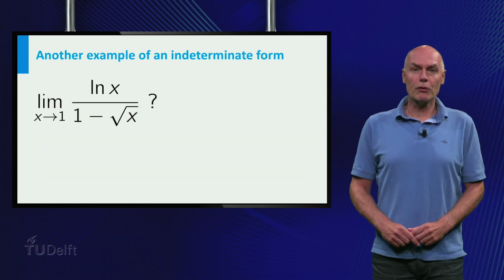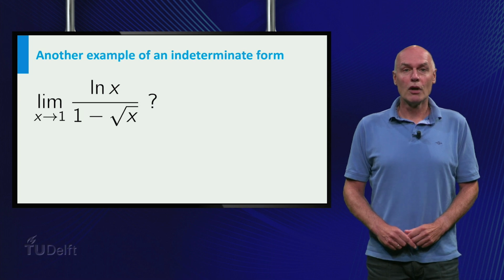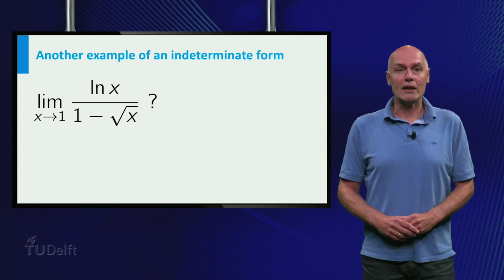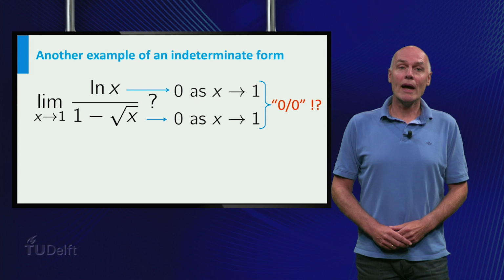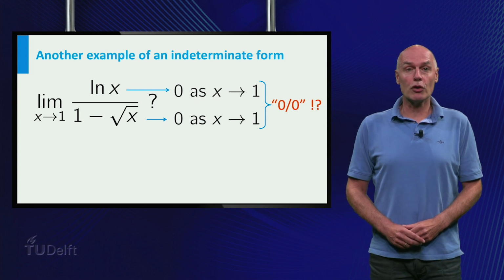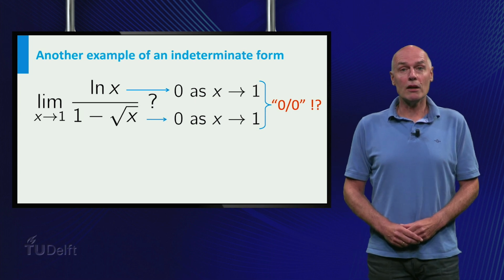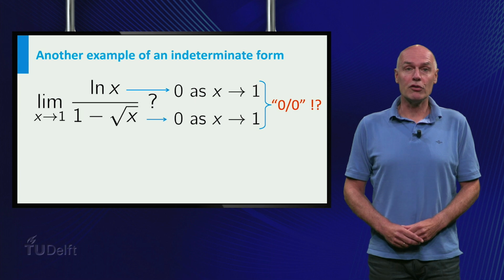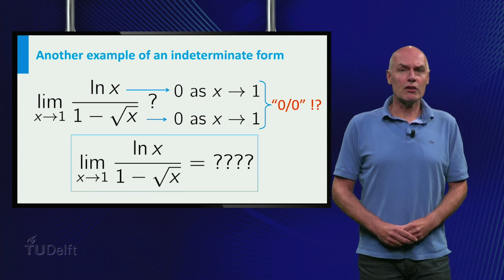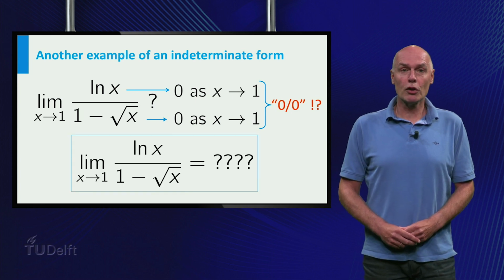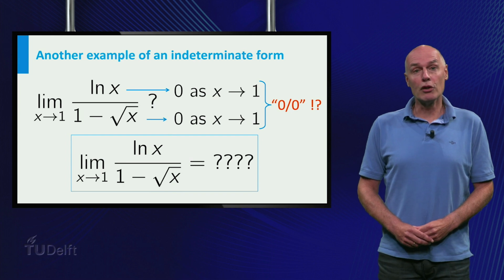However, such simplifications are not always possible. What to do with the limit presented on the slide? Both the numerator and the denominator approach 0 as x goes to 1. So we have again a 0 divided by 0 situation. However, the cancellation technique from the previous example does not apply here, and there seems to be no easy way out.